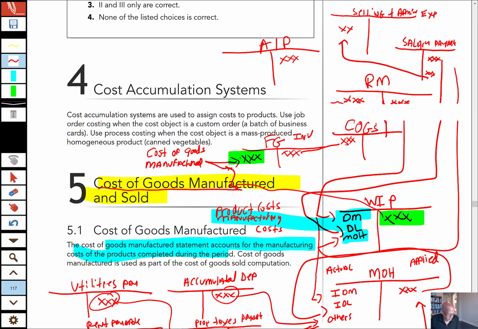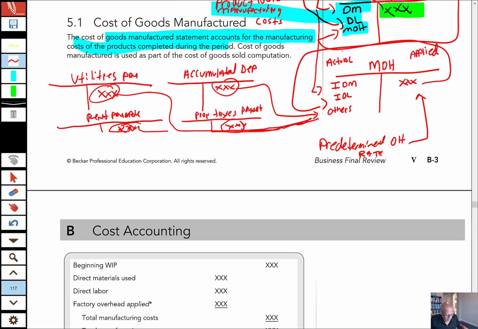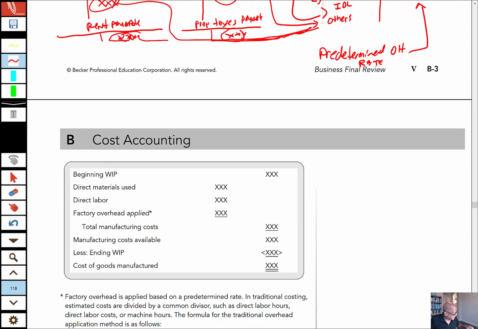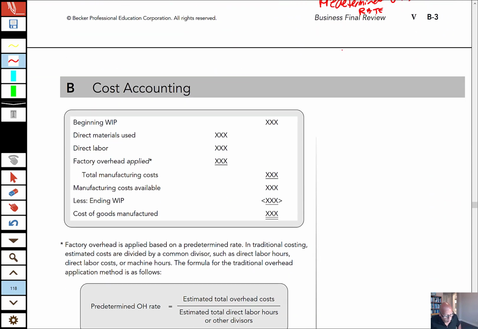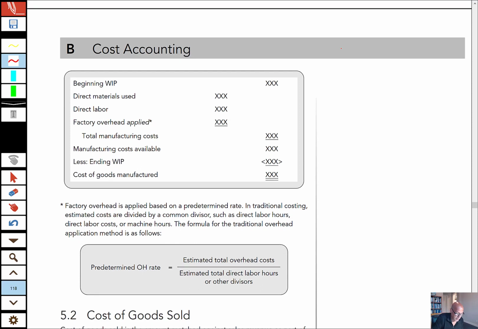Okay, good. So let's just go ahead then, and very important little box here. Make sure you are comfortable with this.